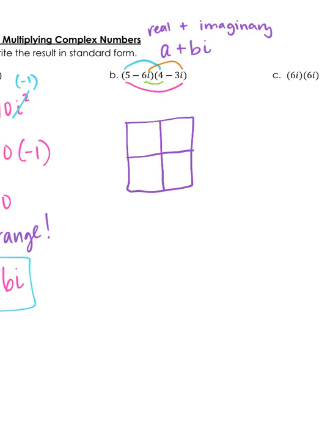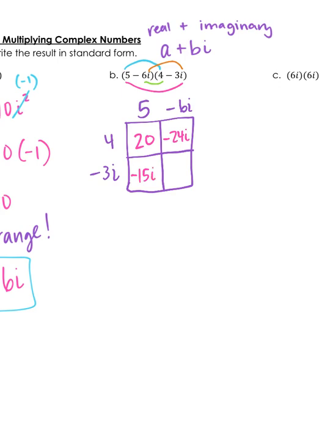All right, I'm going to take 5 minus 6i, put it on the top, and 4 minus 3i on the bottom. And now I'm going to multiply the top times the left. So 5 times 4 gives me 20. 4 times negative 6i gives me negative 24i. Negative 3i times 5 gives me negative 15i.